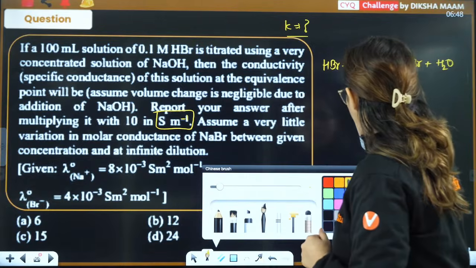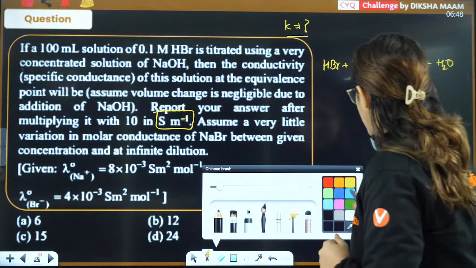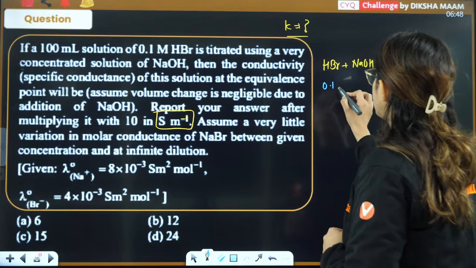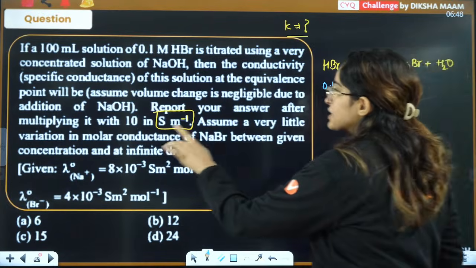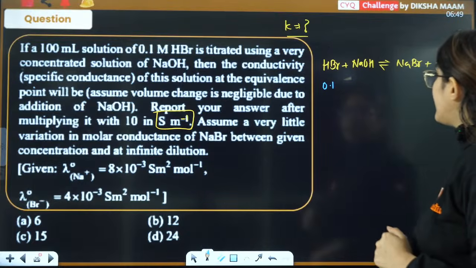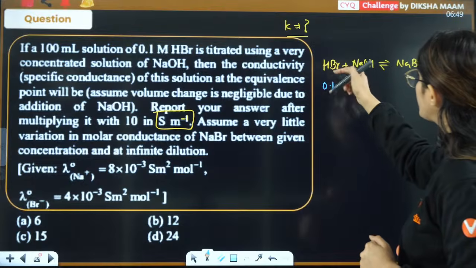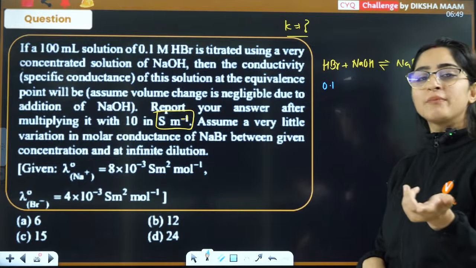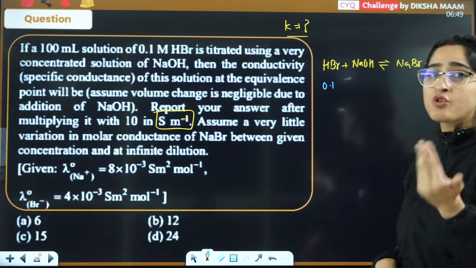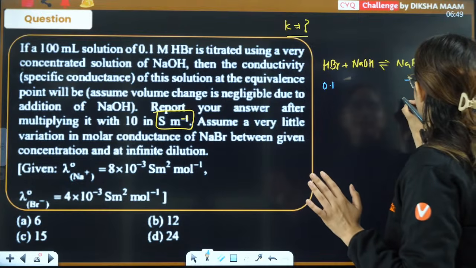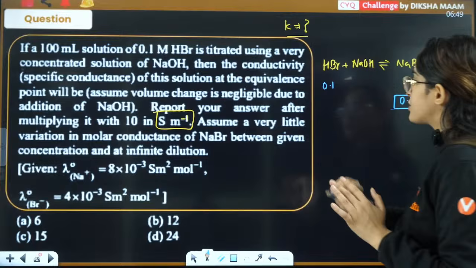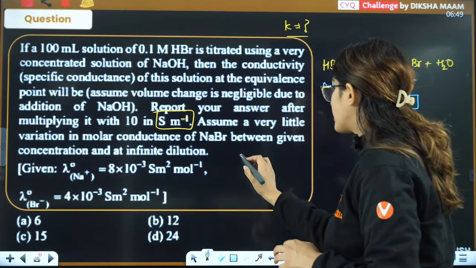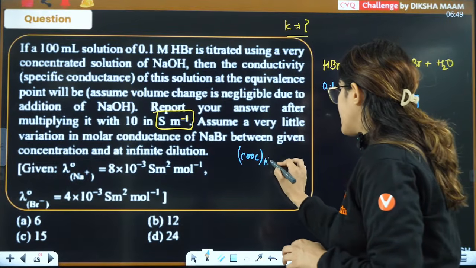See, in case of HBr, the molarity of HBr is 0.1. If they are saying that there is very little variation, either you can first calculate the number of moles, but you know that the number of moles of HBr and NaBr are the same. If volume is also the same, that means molarity after this reaction is also going to be the same. So after this reaction, NaBr concentration is also going to be 0.1.